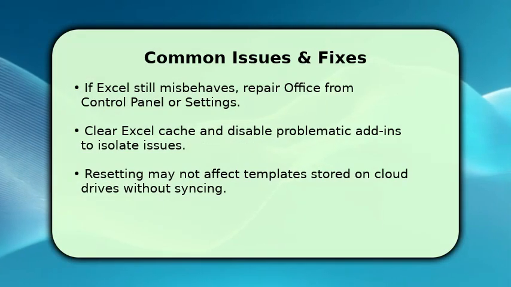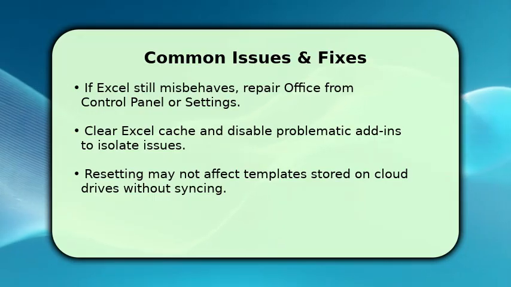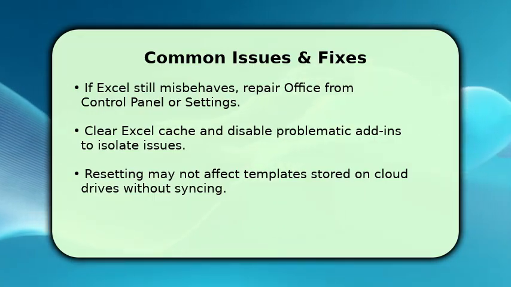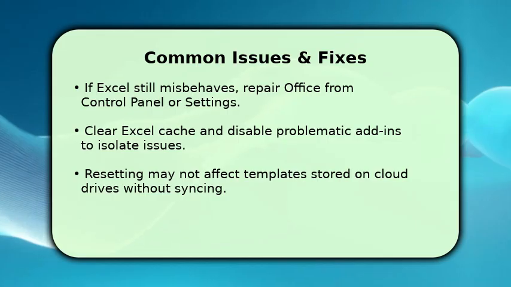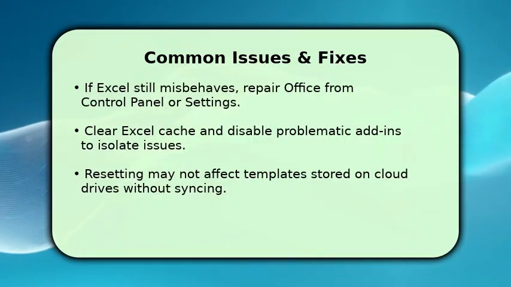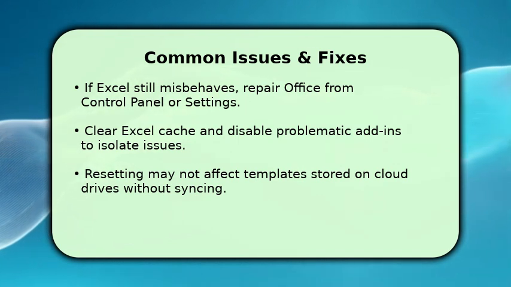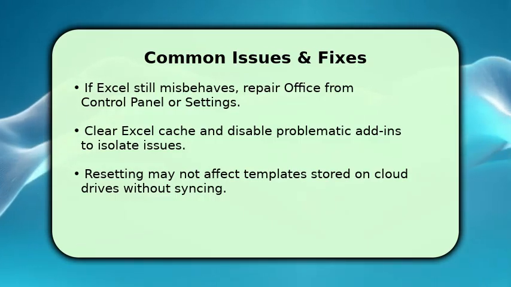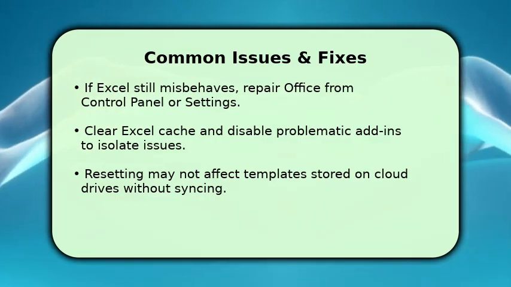Many resets solve common glitches, but some problems need extra steps. If behavior persists, run an Office repair from Control Panel or Settings, and temporarily disable all add-ins to identify conflicts. Clear the Excel cache and ensure CloudSync templates are updated or removed if they reintroduce old settings. I'll guide you through each troubleshooting action so you can confirm the root cause and restore a clean, predictable Excel environment.